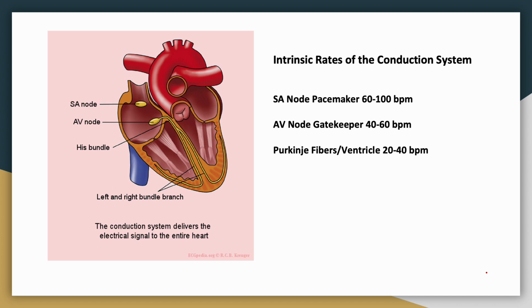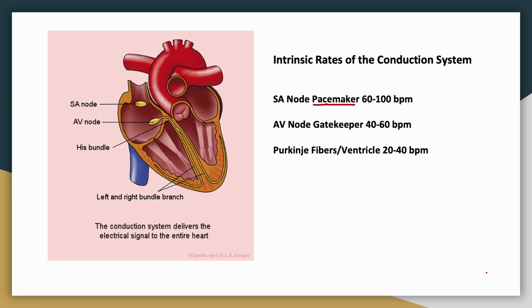The SA node is in the right atrium. That's not what is important. What's important is that the SA node is the pacemaker of the heart. So that means it has an automatic rhythm, right? 60 to 100 beats a minute. It's shooting off an impulse, okay? And that should be easy for you to remember because that's the normal pulse rate, right?